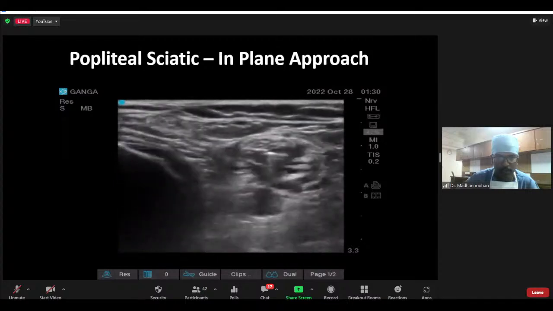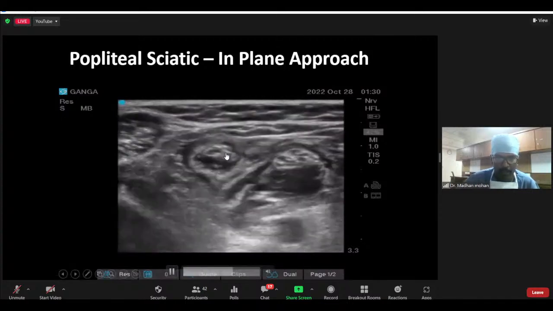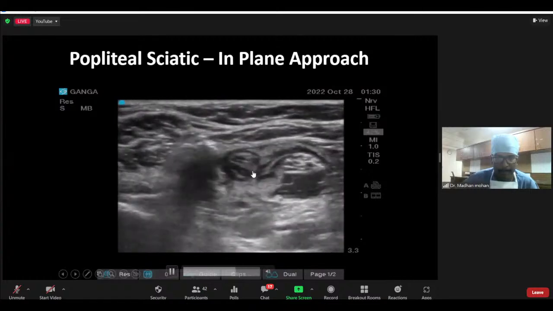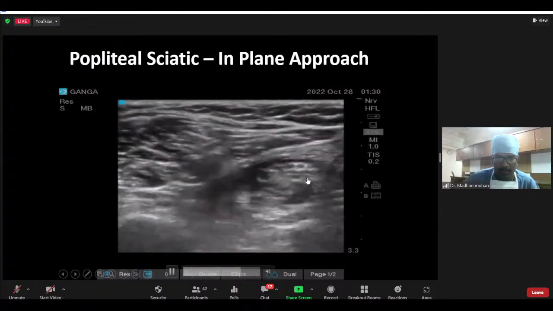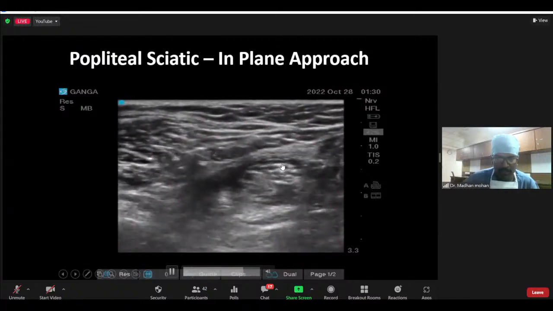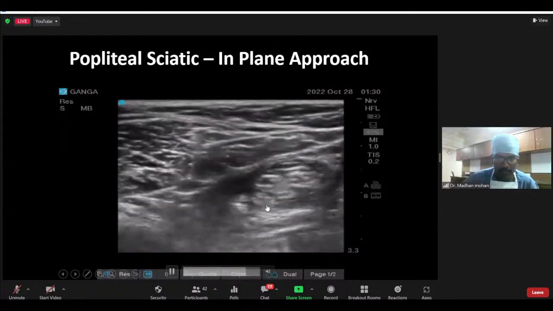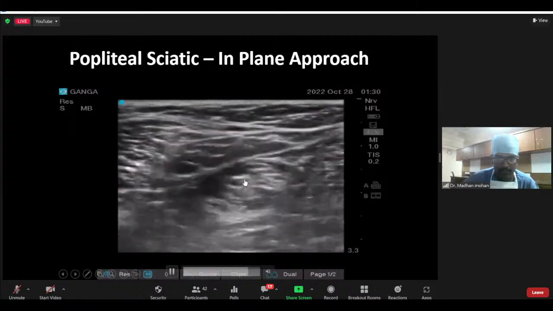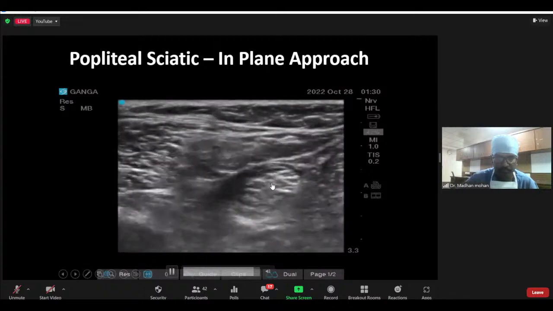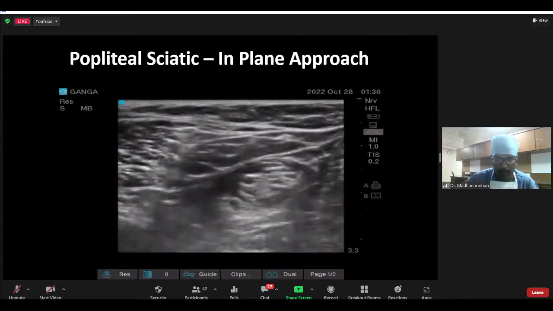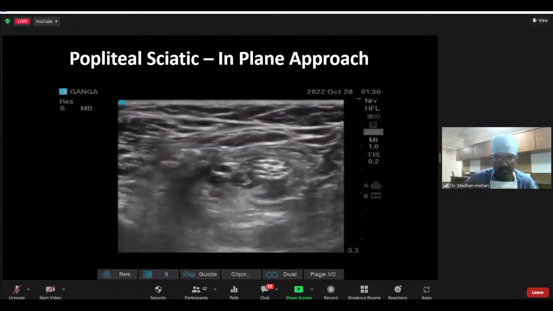So there's a post-block scan I'm doing to identify the spread of the proximal and distal scan. This is almost at the mid-thigh level. Can you see this single sciatic nerve surrounded by the local anesthetic? Just before its division. Yeah, now it is dividing.